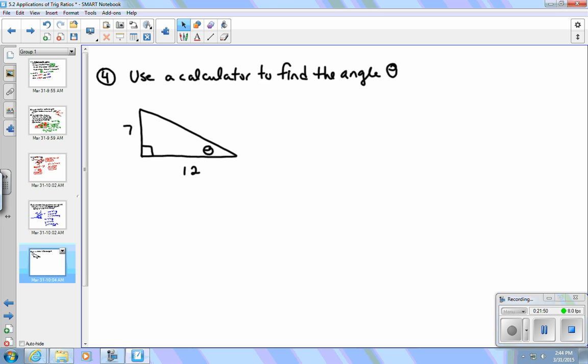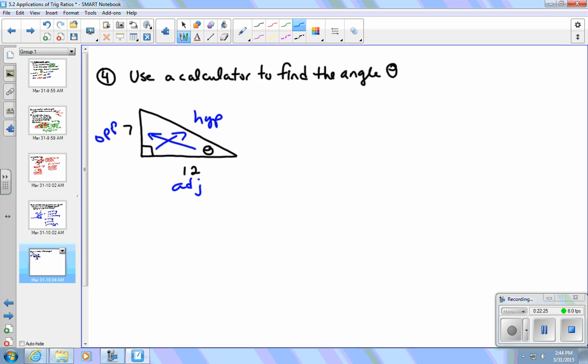This last question is partly a calculator skill. But here I know 2 sides of the right triangle, so I could find the third side using Pythagorean theorem, but I haven't been given any of the angles besides the right angle. So we can use our calculators to find the third side. So there's my hypotenuse, which I don't know yet. The 7 is my opposite. The 12 is my adjacent.